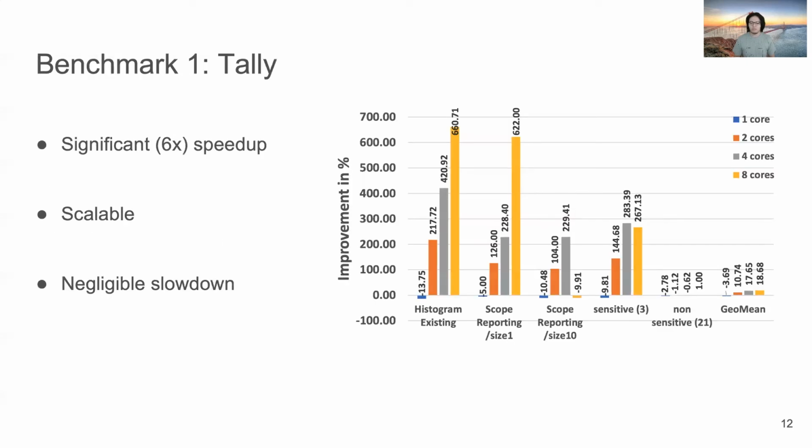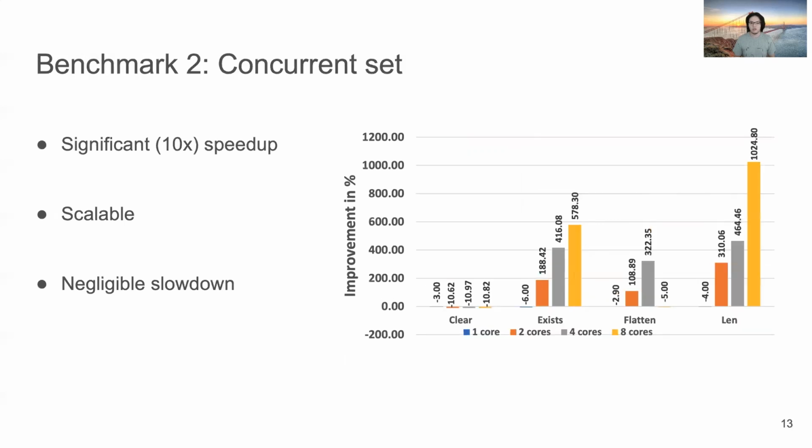This graph shows the performance improvement of GoCC. As we can see, GoCC can generate significant speedup, it's also scalable with core numbers, and it has negligible slowdown for the single core case. Similarly, we can see the performance improvement for the concurrent stat benchmarks. Specifically for the len function, it just returns the length of the concurrent stat, and we can imagine it has a very low probability of memory conflict. That's why HTM works really well.